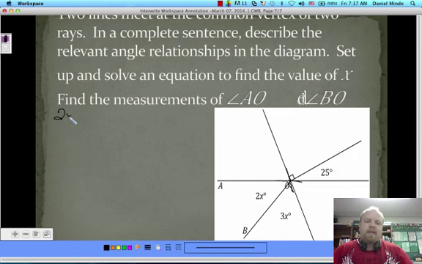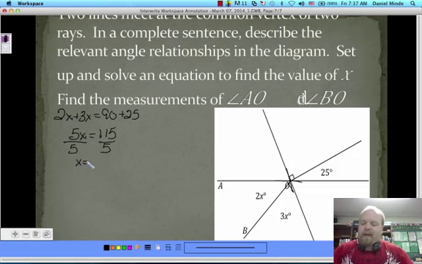I have 2x plus 3x equals, because I have to equal the other angle, 90 plus 25. So combine my like terms. 2x plus 3x is 5x. And then I have 90 plus 25, which is 115. So now I have 5x equals 115. I divide by 5 on both sides. Remember, what you do to one side, you must do to the other. So 115 divided by 5 is 23.